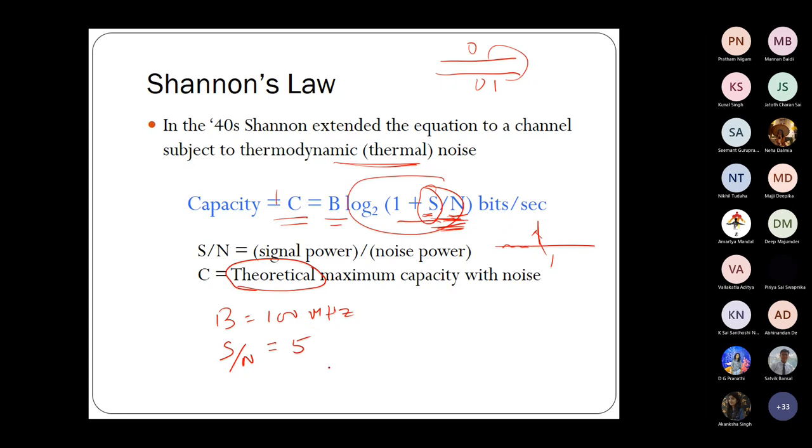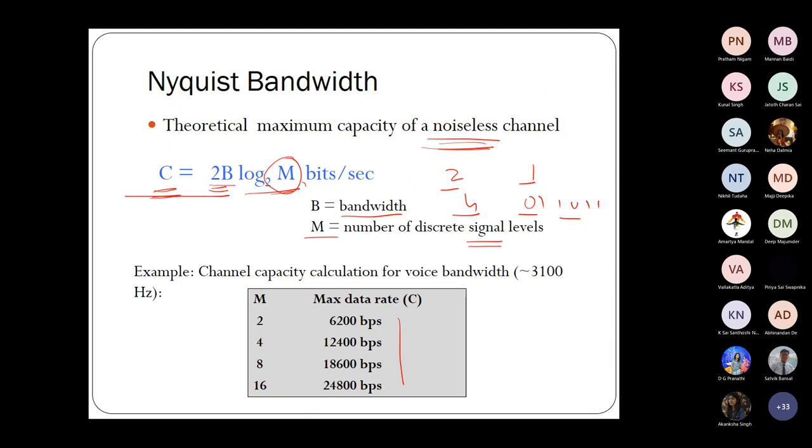So you say my maximum capacity is 100 into log of 1 plus 5. So what is log 6 basically? Somewhere 2.5 or something, just rough basically. So I'll say this is 2500 Mbps. So this is basically theoretically the maximum that you can reach with the signal power that you are using. And then I will take this back to Nyquist. I know the B, I'll solve for M to say, in order to achieve that, how many signal levels do I need? So I will now put 2500 Mbps here.